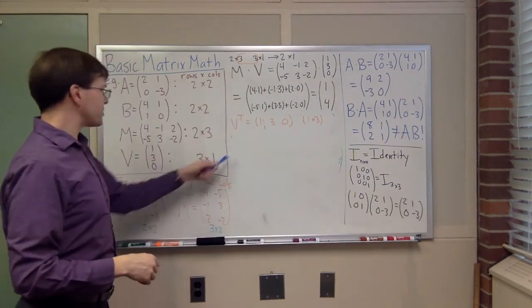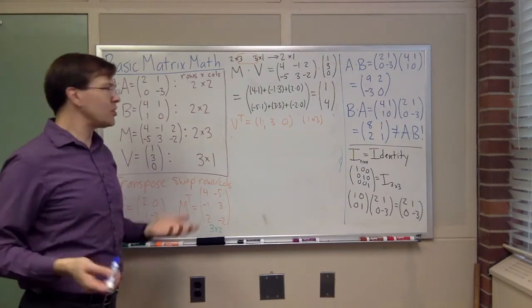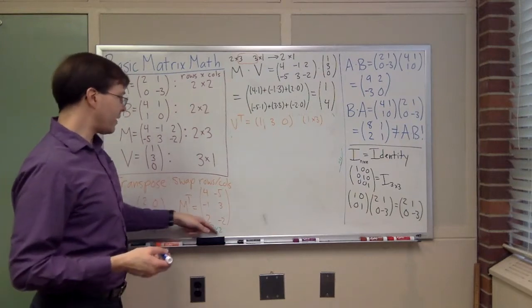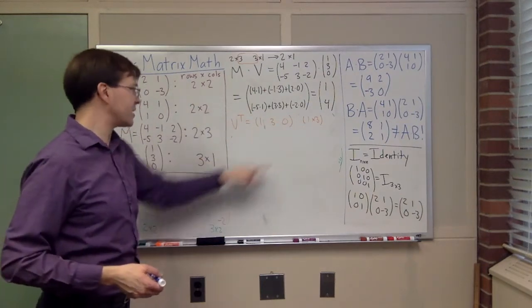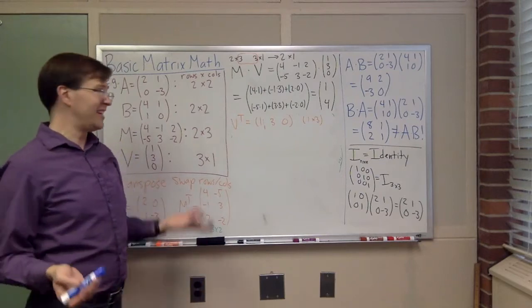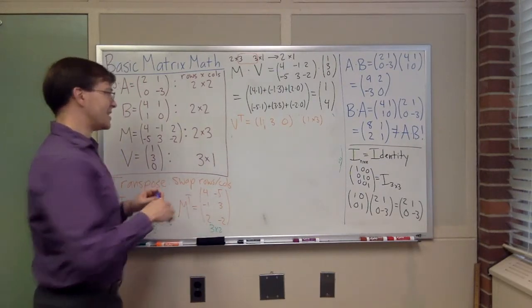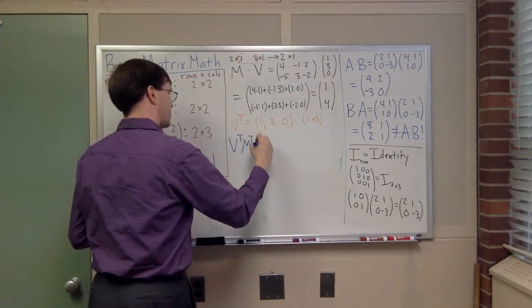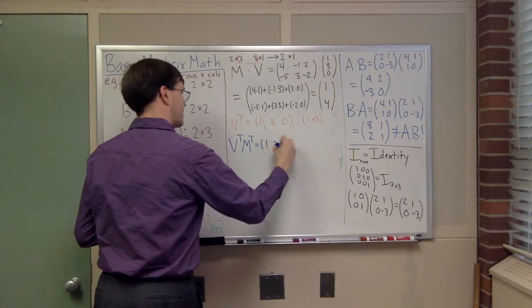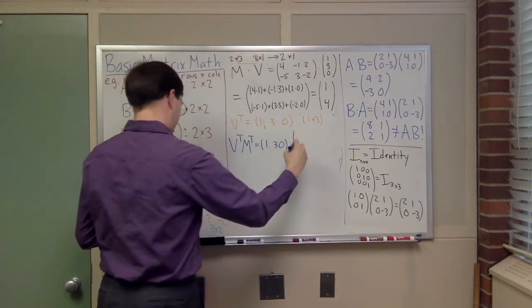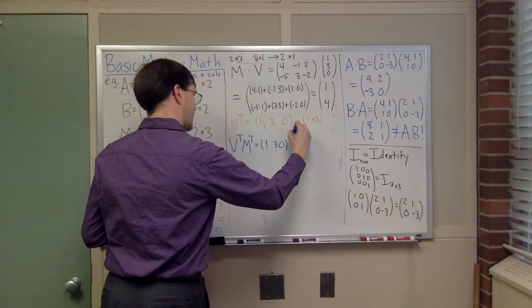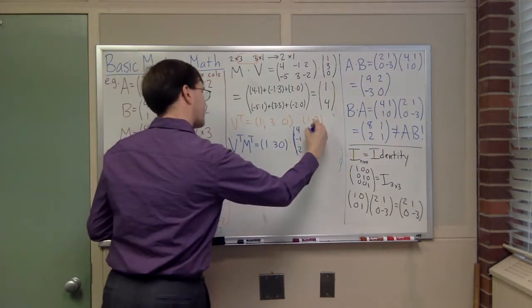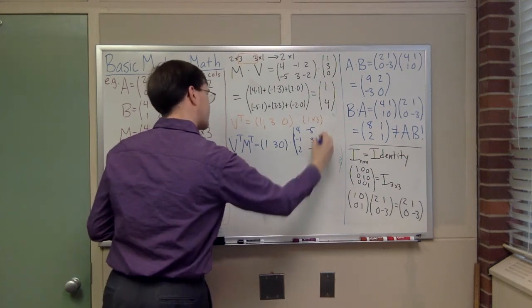When I do M transpose V transpose, obviously I can't do M transpose times V transpose, because it doesn't match. 3 by 2 can't multiply 1 by 3, because the 2 doesn't match the 1. What can I do? The thing I actually can do is V transpose M transpose, and that would be 1, 3, 0 times this tall thing, 4 minus 1, 2, minus 5, 3, minus 2.